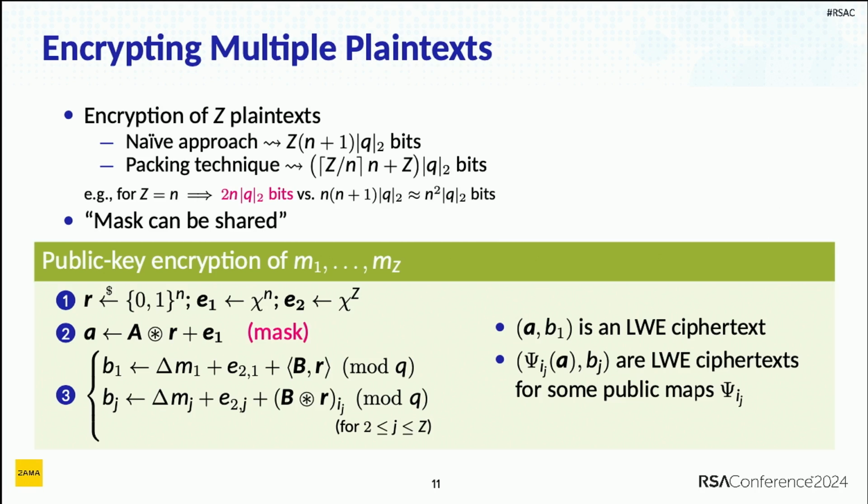Only the first one, A and B1, is an LWE ciphertext. For the other bodies, you have to apply some public map on the mask to get the corresponding LWE ciphertext. This is a very fast operation, almost for free. So this is a very good way when you have to encrypt multiple messages.